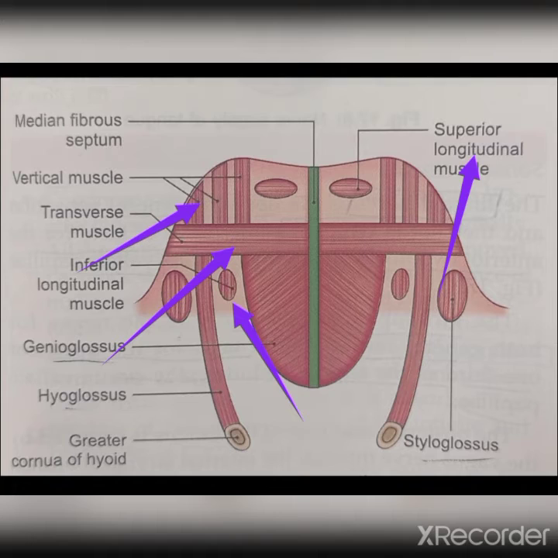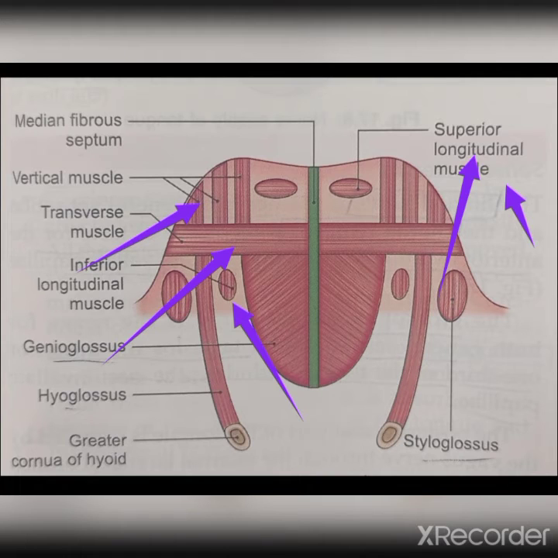Now, friends, let's talk about the superior longitudinal muscle. Remember, friends, the superior longitudinal muscle helps us to elevate the tip and sides of the tongue superiorly, and this shapes the tongue dorsum into a concavity, and it shortens the tongue. So you have to remember that it makes the tongue concave.